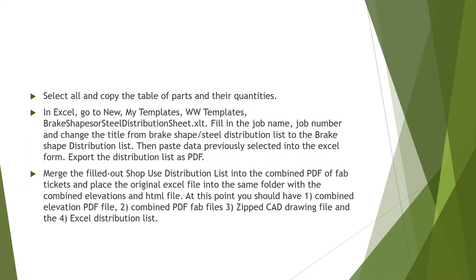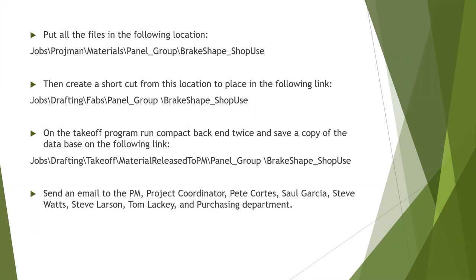Merge the filled out shop use distribution list into the combined PDF of FAP tickets and place the original Excel file into the same folder with the combined elevation PDF. At this point, you should have one combined elevation PDF, one combined PDF of FAP files, zipped CAD drawing files, and the Excel distribution list in your folder. Put all the files in the following locations. Job under Project Material Panel Group Break Shape Shop Use.